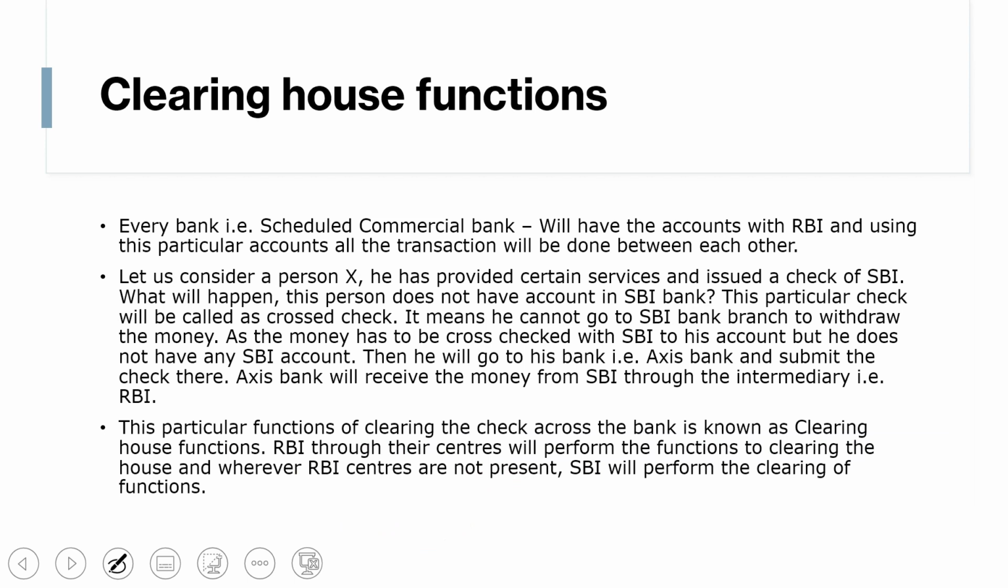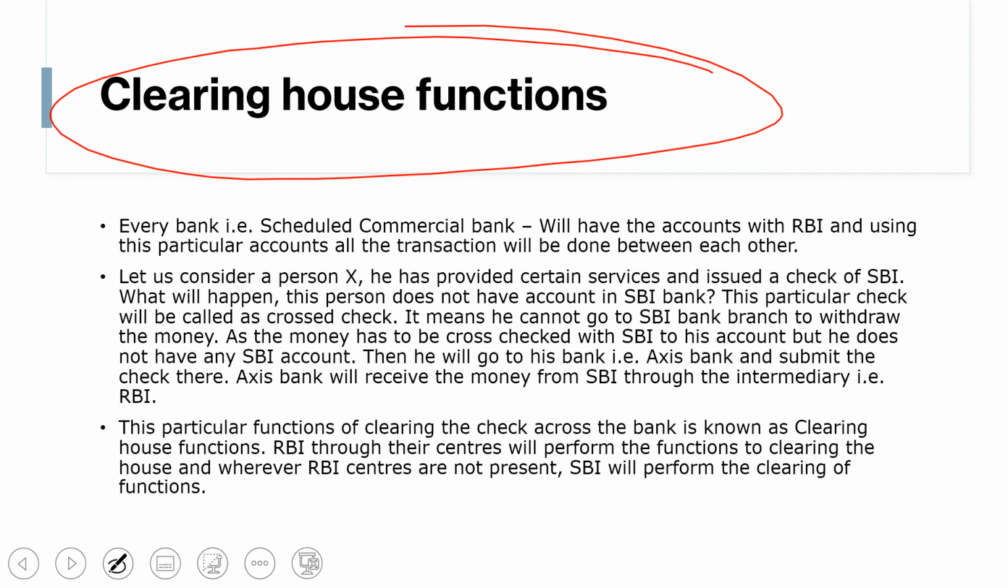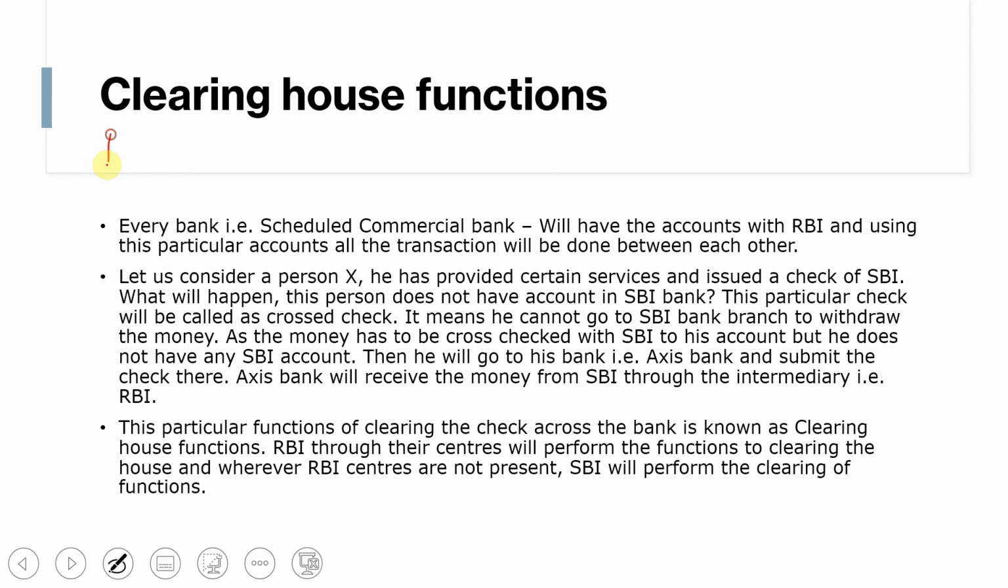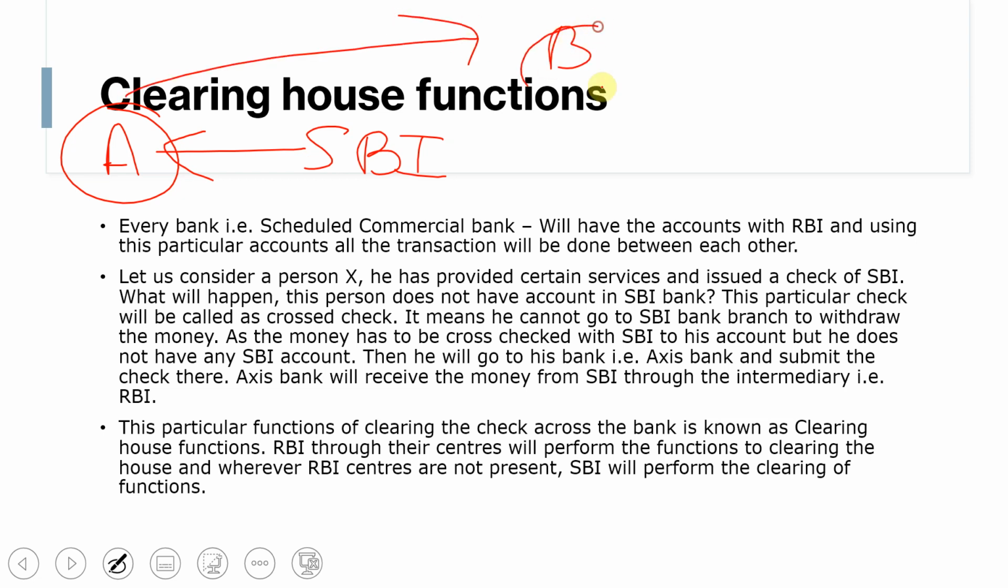So moving ahead, the last one, the functions of the clearing house. Have you observed anything in the case of a check? A person has issued a check A, and that check belongs to SBI. That person who issued you the check has an account in SBI, and the check that is issued is from the SBI. Now he has given money to person B, but person B does not have an account in the SBI. He has an account in Axis.